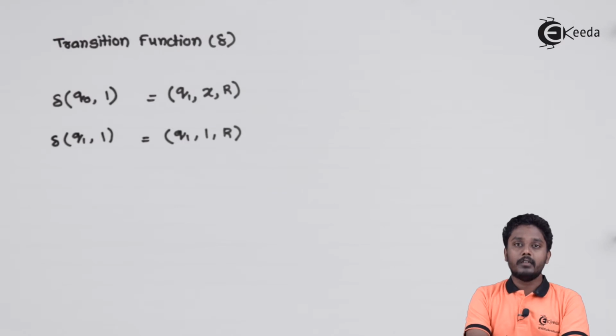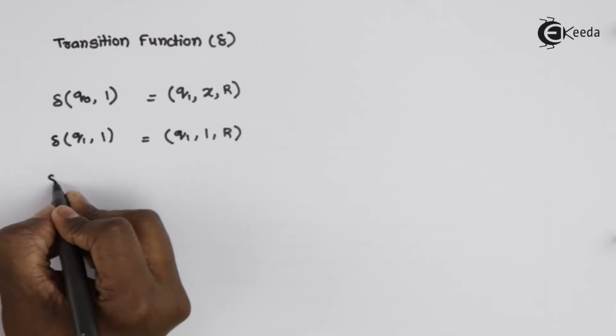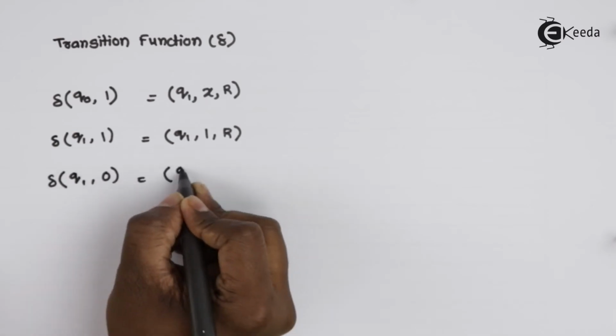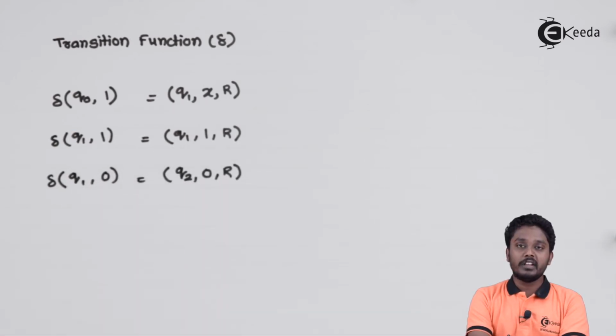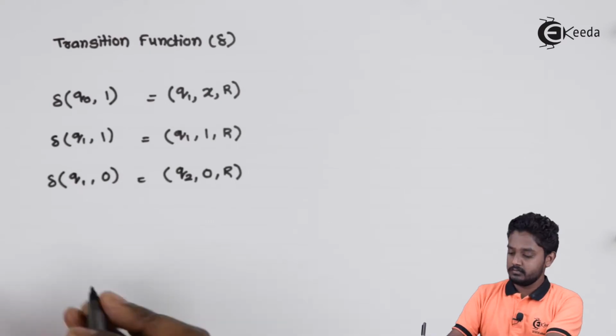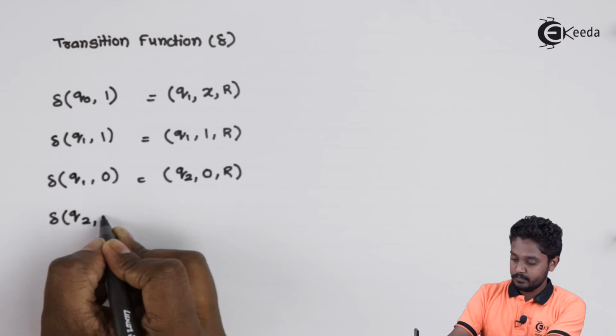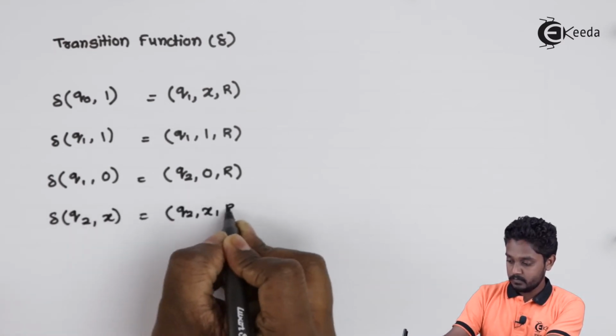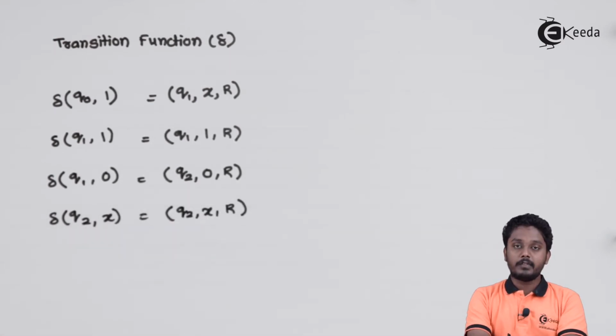From Q1, whenever we encounter 0, that means we have already passed the first number X. So we'll go to the next state. From Q2, all the initial X's in the second number are passed again. Whenever we see the first one, we make it X and move to the left and go to the next state.